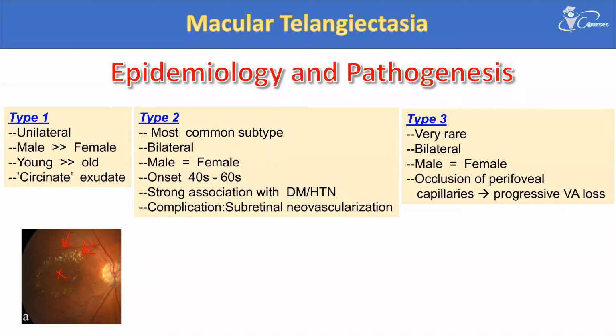Type 2 is the most common, and it is bilateral. In those, males equal females, and onset is usually between 40 and 60 years old. So those patients tend to be older. They have been linked to vascular diseases that appear in old age, like diabetes or hypertension, and they can be complicated by subretinal neovascularization.